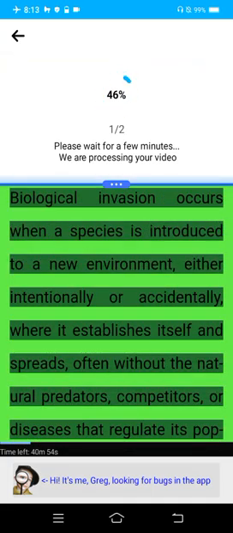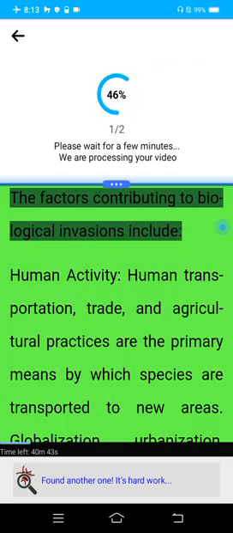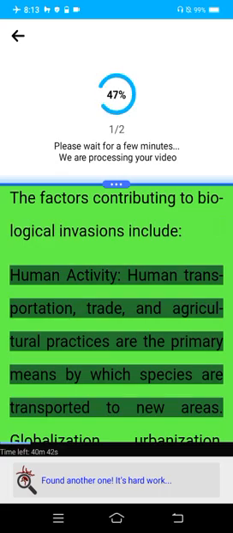Biological invasion occurs when a species is introduced to a new environment, either intentionally or accidentally, where it establishes itself and spreads, often without the natural predators, competitors, or diseases that regulate its population in its native habitat. The factors contributing to biological invasions include human activity. Human transportation, trade, and agricultural practices are the primary means by which species are transported to new areas.